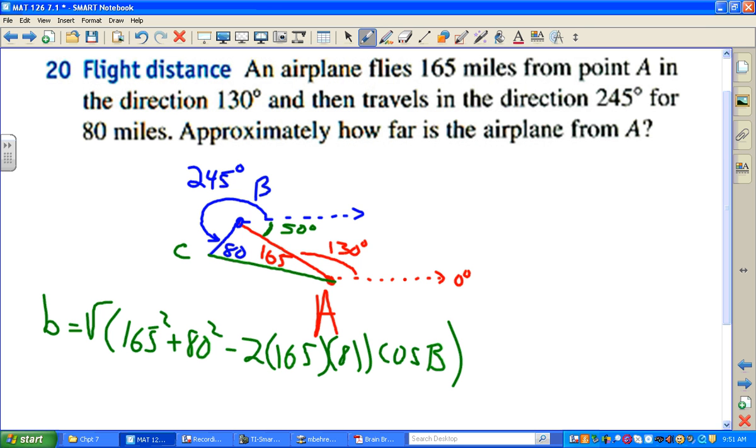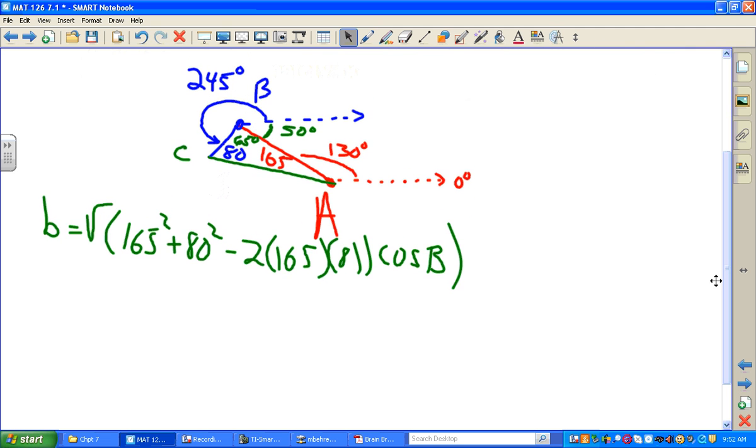What is 50 plus 245? 295. Yep. So if the whole thing is 295, what's this? 65 degrees. That is the measure of angle B. Good. And all you have to do is type it out. So you're going to have to remember some geometry, and that is part of it. Two parallel lines cut by a transversal.